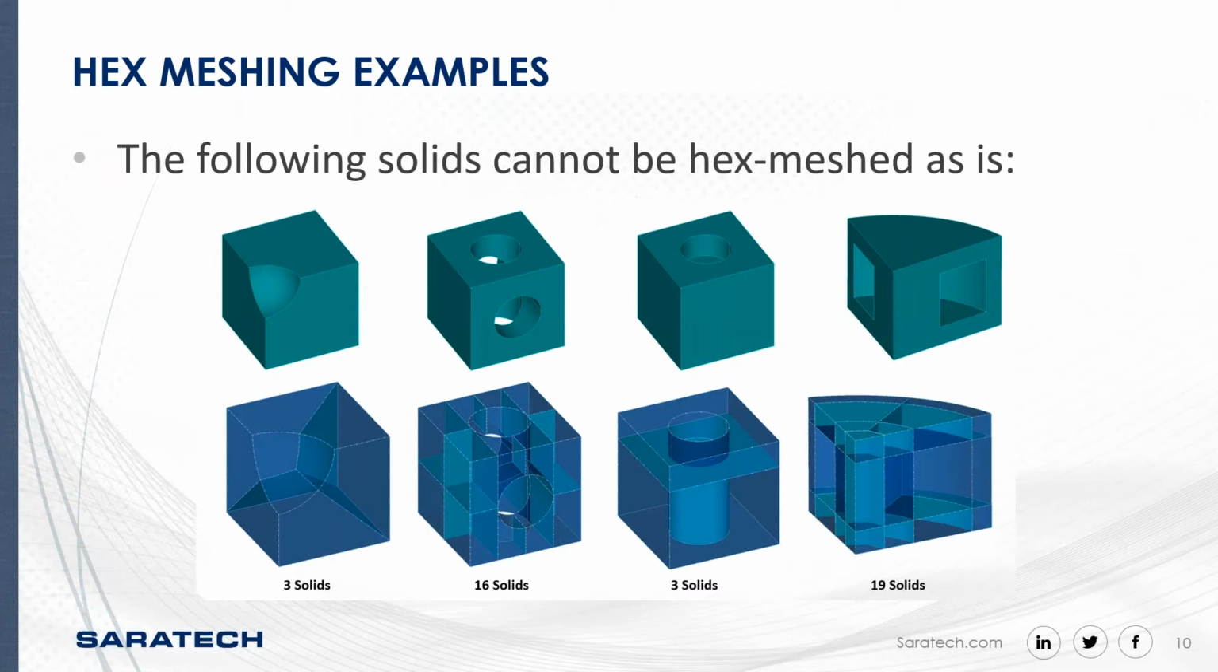Here are some examples of geometries that cannot be hex meshed as they are. They are too complicated for the hex mesher to figure out. But if you were to split them into multiple bodies like this, the three solids, or you have to get to like 16 different splits, or this one on the far right requires 19 different volumes that are hex meshable to then be combined together to create the one volume that we're looking for.